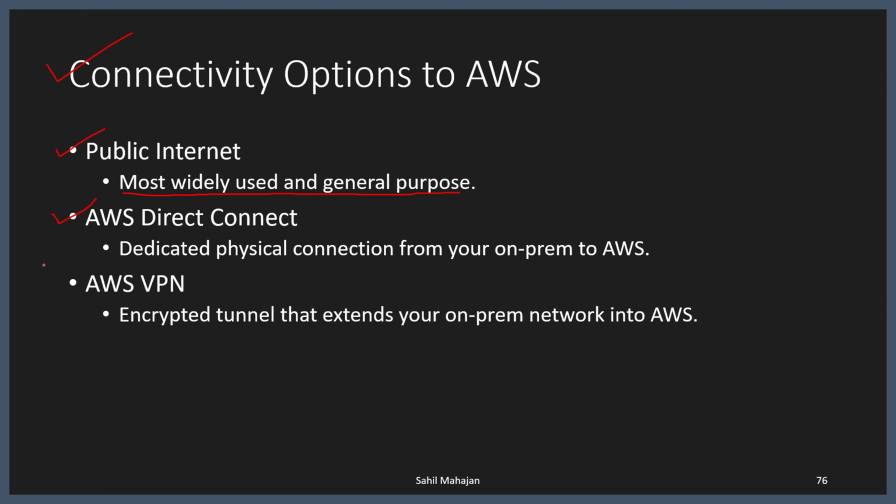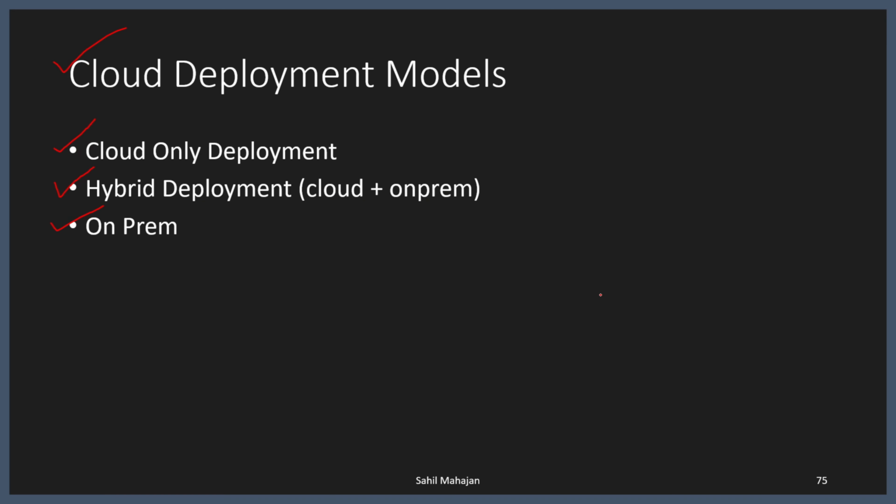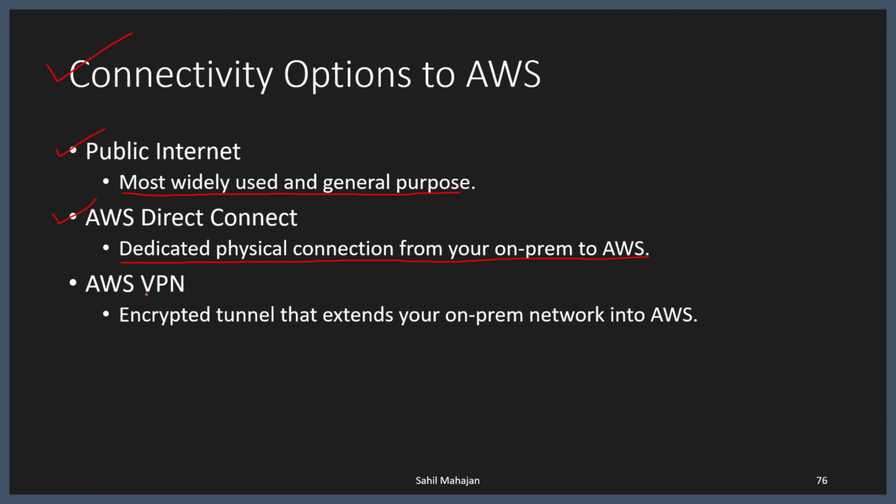Another option you have is called AWS Direct Connect. This connectivity option is more dedicated to your on-prem server. So if you want to have a dedicated physical connection from your on-prem server to AWS, you would use AWS Direct Connect. And our third option is AWS VPN. If you're looking to have an encrypted tunnel that extends your on-prem network into AWS, then you would use AWS VPN. Again, it's not really important to know about AWS Direct Connect and AWS VPN. We will of course dive into details on what they are, but mostly you would be connecting to AWS through the public internet.